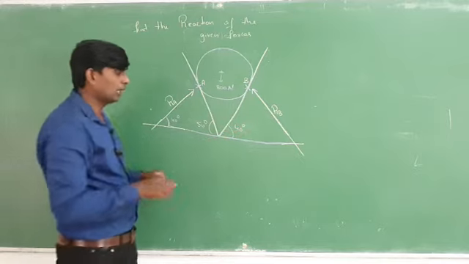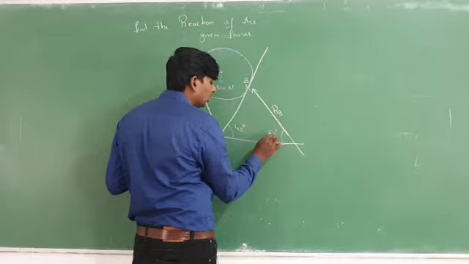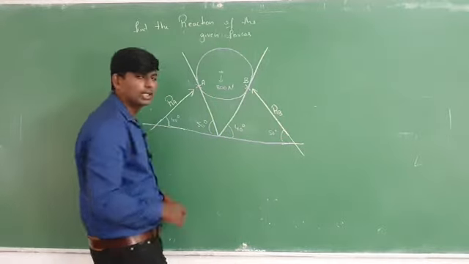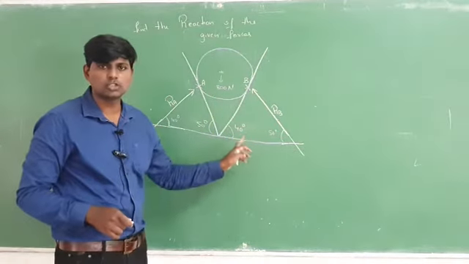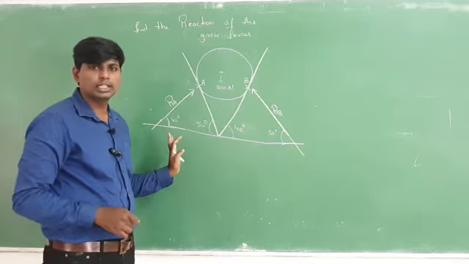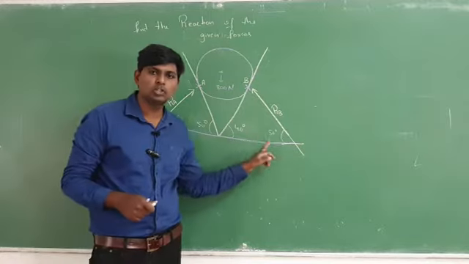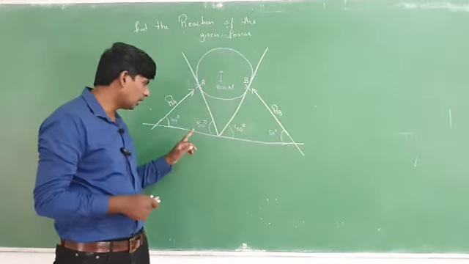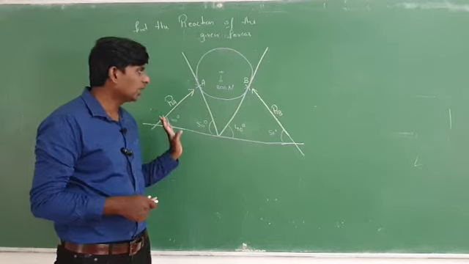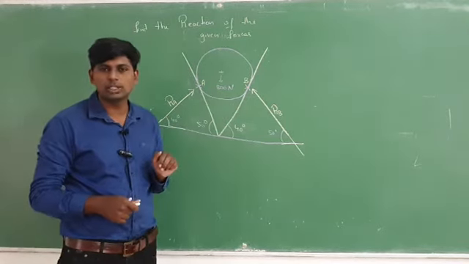How much do you have to add? 50 degree. If you add 50 degree here, 50 plus 40 should be 90 degree. The sum of these two angles should be 90 degree, and the sum of these two angles should be 90 degree. The weight of this sphere is 800 Newton.